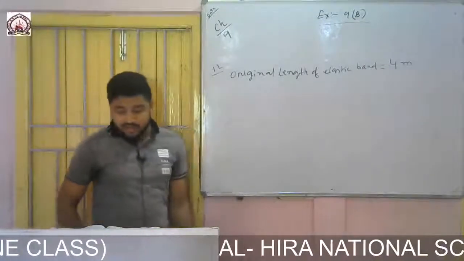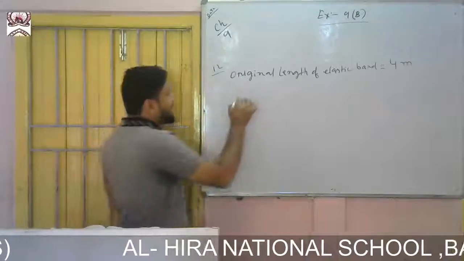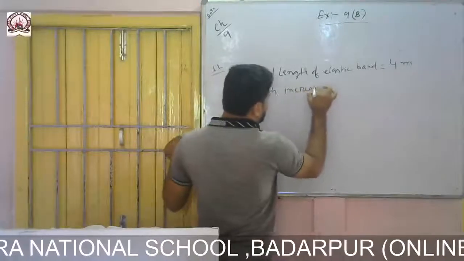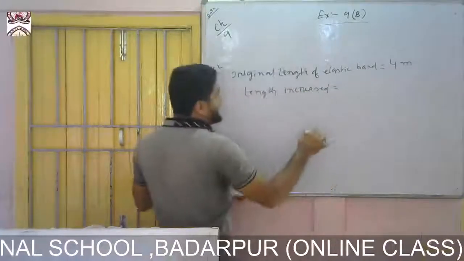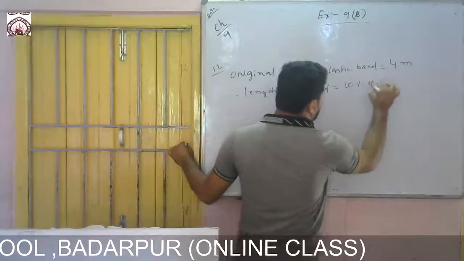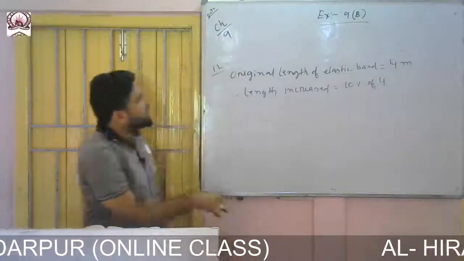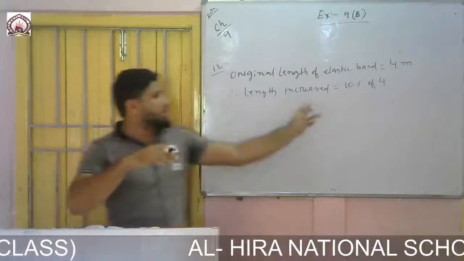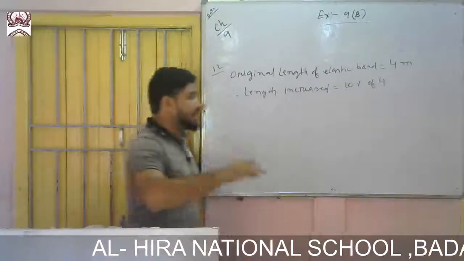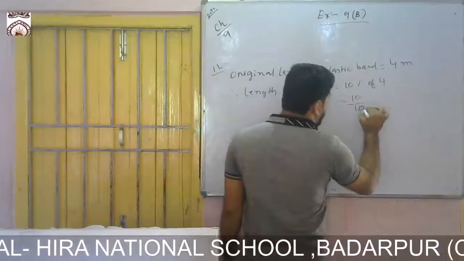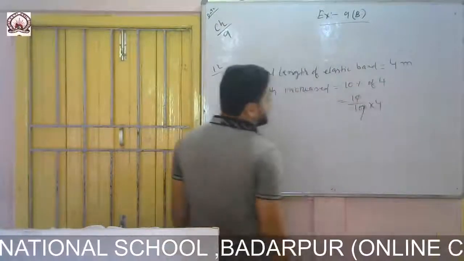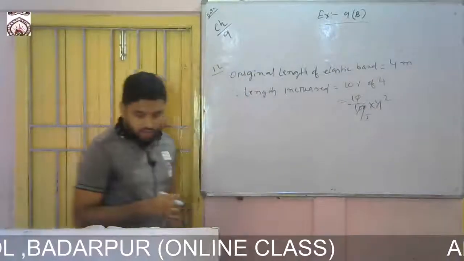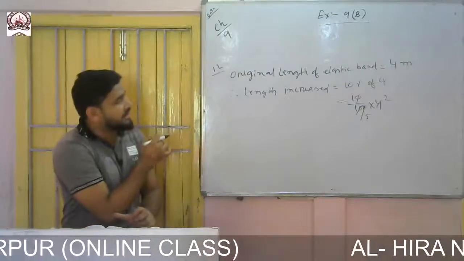Now the length increased equals to what? Therefore length increased will be what? 10% of what? 10% of the original length. 10% of the original length has been increased. So length increased will be 10% of the original length. So now you see, 10 by 100 into 4. So cancel this. So remain, 2 2s are 4, 5 2s are 10. So it is 5 2s are 10.